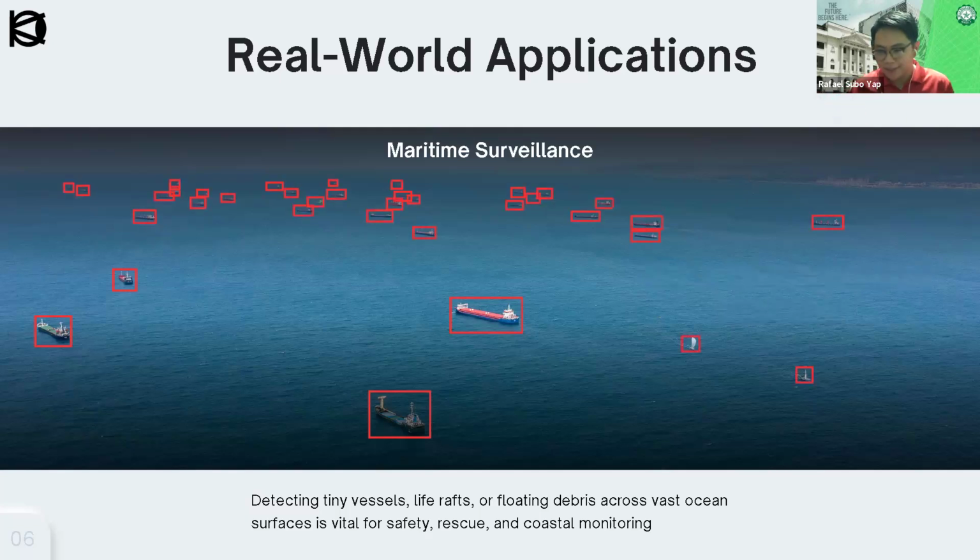So many rescue missions rely on aerial or satellite imagery, like what we see here, where objects are very, very tiny. Surveillance systems must detect these with minimal false positives, and there's stuff like waves or reflections that can make it even harder. So small object detection that is very optimized can enable early warnings, efficient search zones, or real-time coastal monitoring.